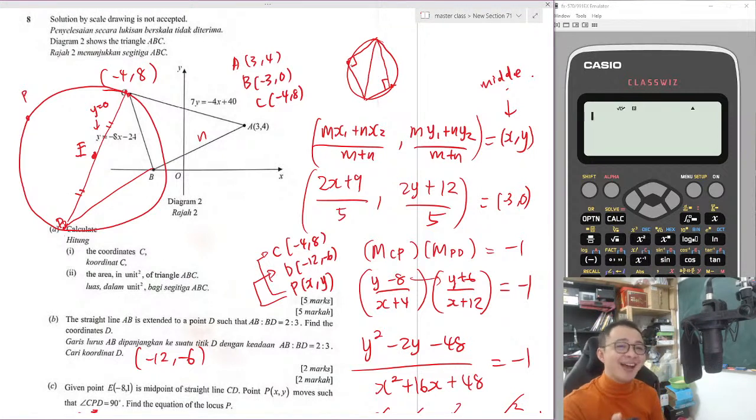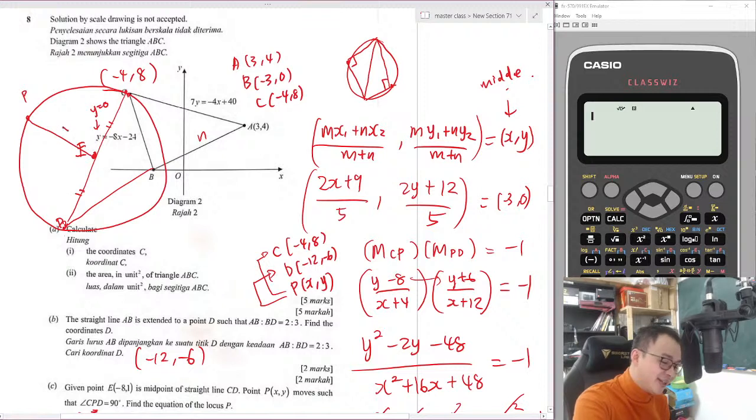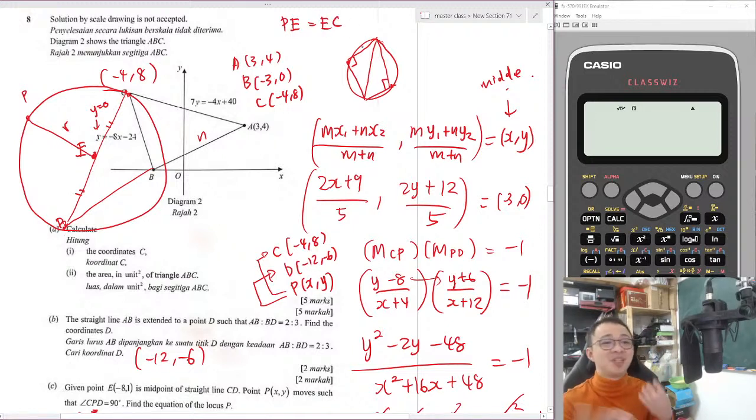If you understand that, then you know E to P is basically the radius, and the radius is the same as E to C or E to D. So what you need to do is find the distance for C to E, and then make it equal to PE. So PE equals EC. You need to solve these two distance formulas, and at the end you will get the same equation as mine.